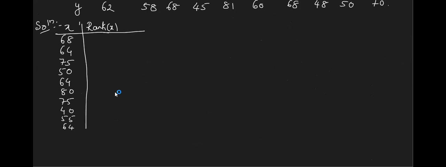Now here, which is the highest marks among these? 80. So take it as rank 1. Next, 75. So 75 is there here also as well as here, no? So take this as the third. Ma'am, you should not give first in the beginning, you should give all the different ranks.